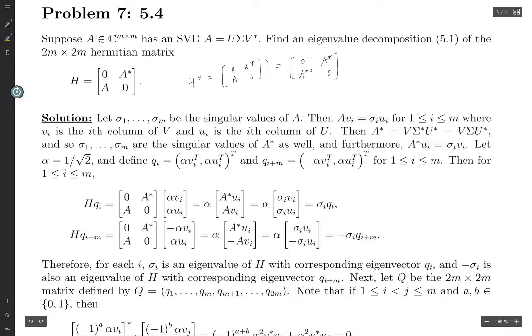So you have A star star on the bottom left and A star on the top right, and this is A, and this is A star, and this is exactly H. And so H is indeed Hermitian.